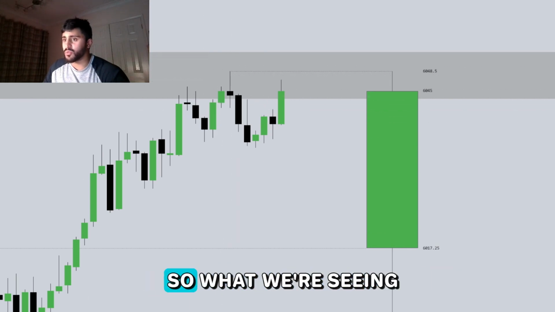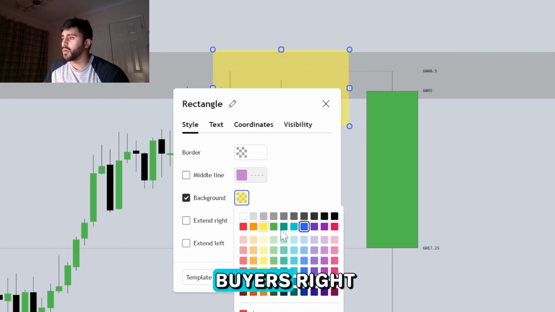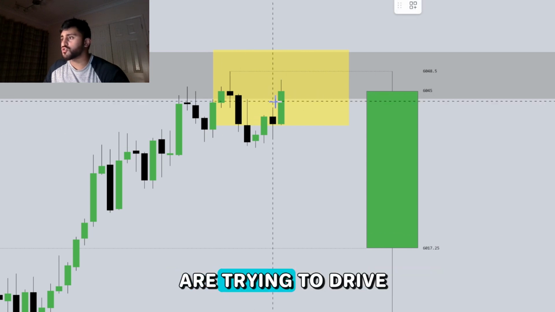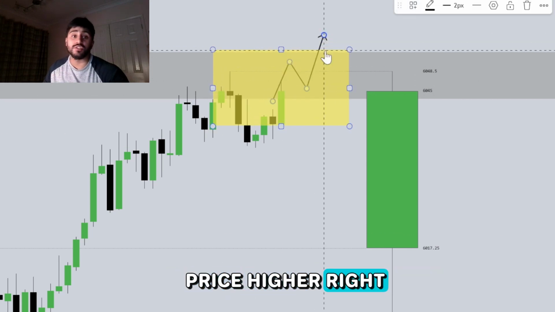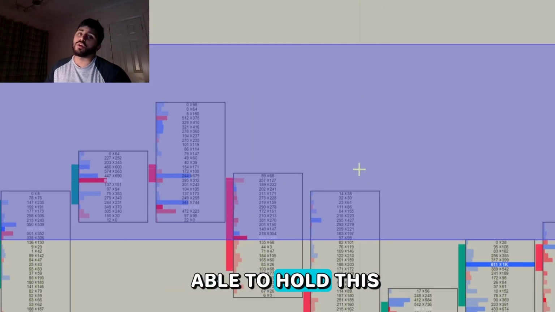It's the exact same candle. So what we're seeing in this region is a lot of aggressive buyers, right? And these aggressive buyers are trying to drive price higher. Do they succeed? Well, they don't succeed, because the market is able to hold this level.